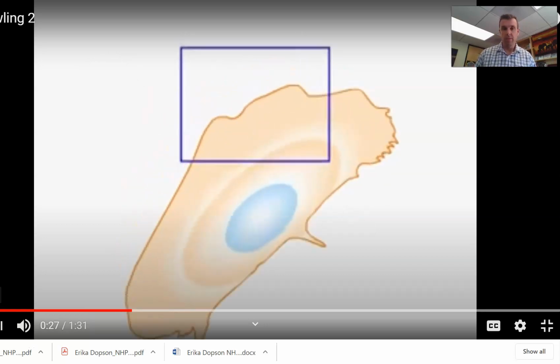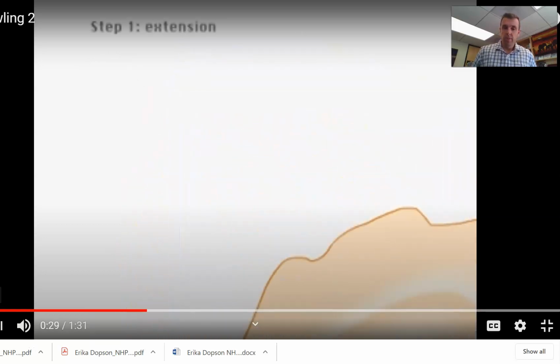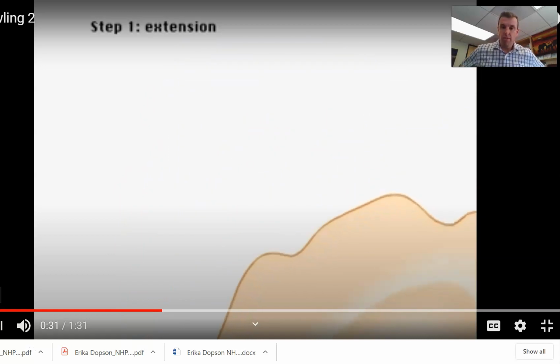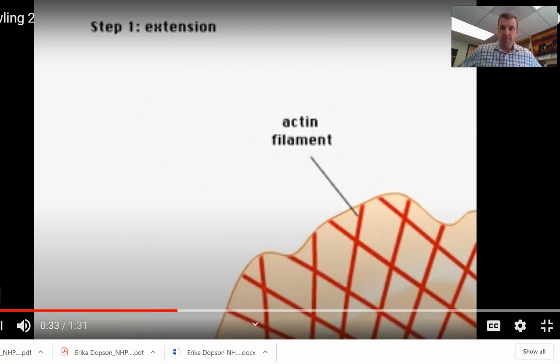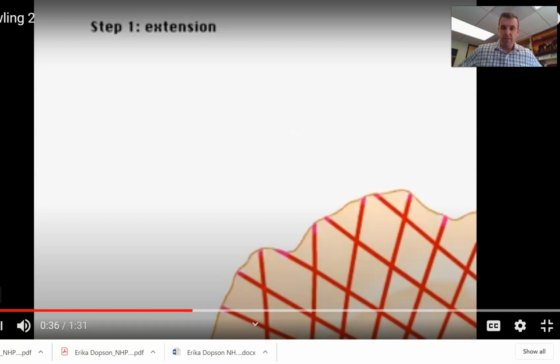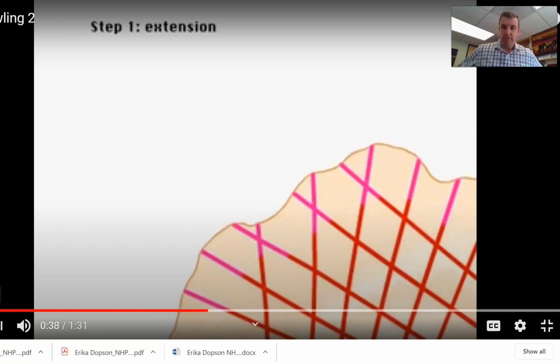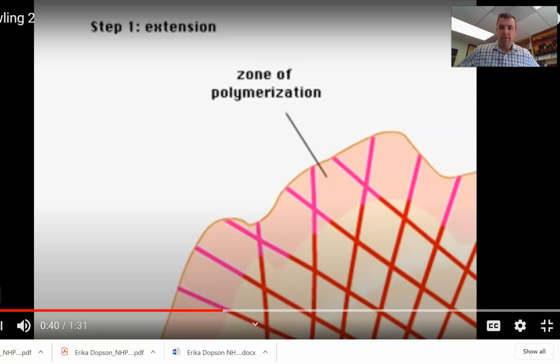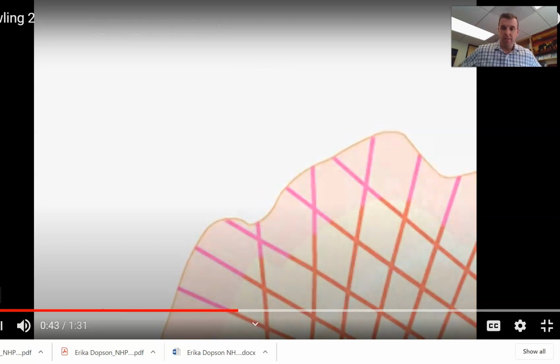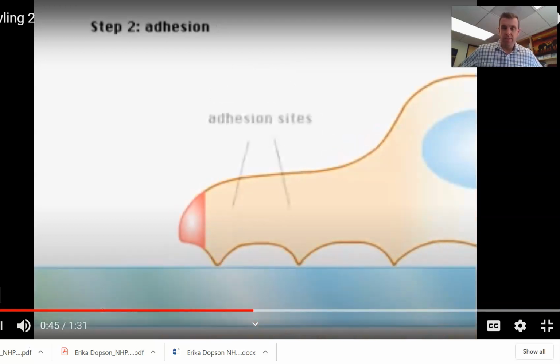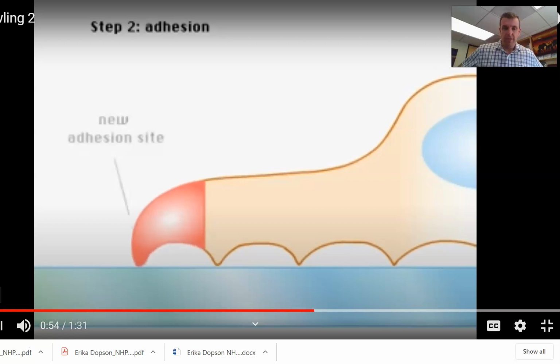Cell crawling takes place in 4 stages. In the extension stage, the cell pushes the lamellipod forward. This movement is driven by rapid polymerization of actin filaments at the leading edge of the cell membrane. In the next stage, the lamellipod adheres to the underlying surface using specialized membrane adhesion sites. Firmly anchored, the cell is now ready to generate the force to move the cell body forward.